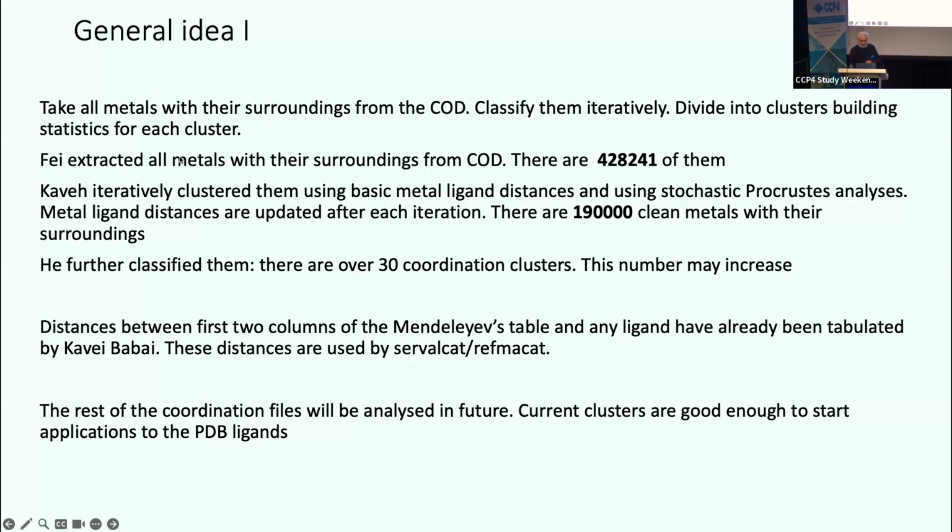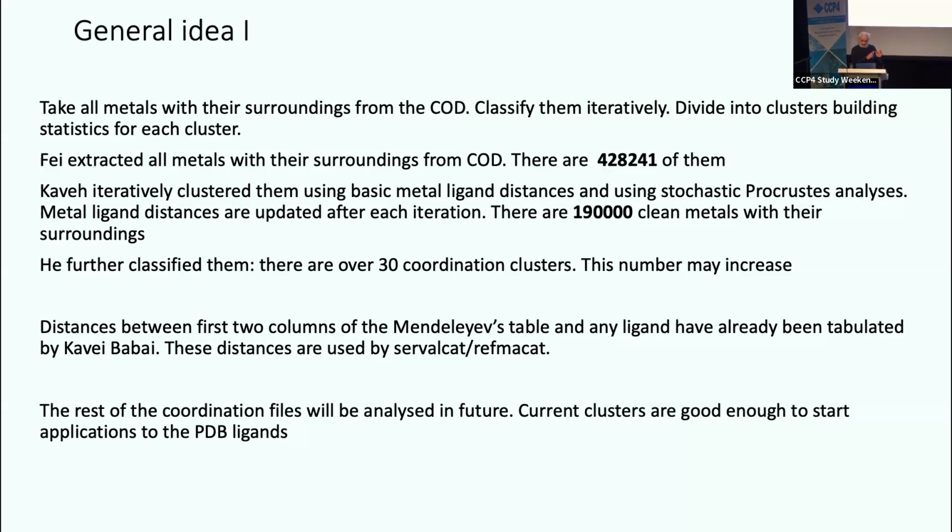From the COD, Faye has extracted 428,000 metals with surrounding atoms. Then Kave worked on them and cleaned them up. At the moment, there are 190,000 metals with their surroundings. And then he classified them. There are a little bit more than 30 coordination clusters. This number will increase, obviously, but not substantially. The number of coordination clusters is much smaller.